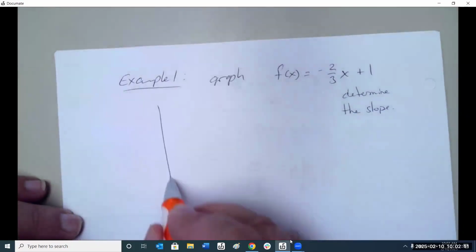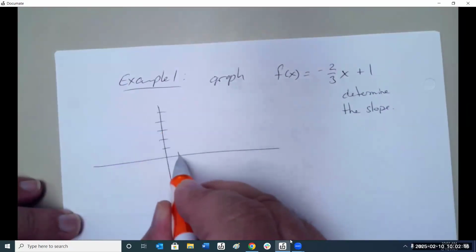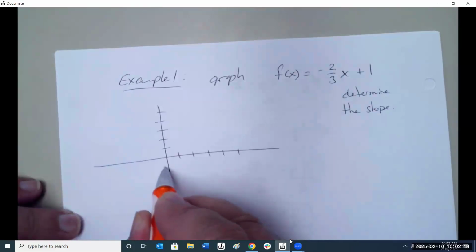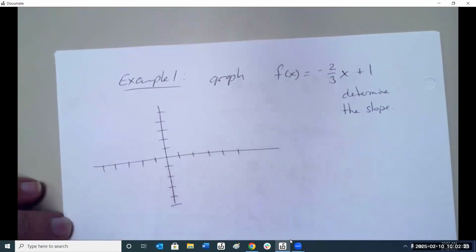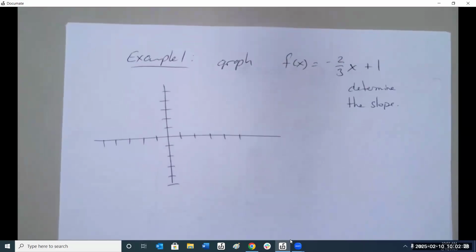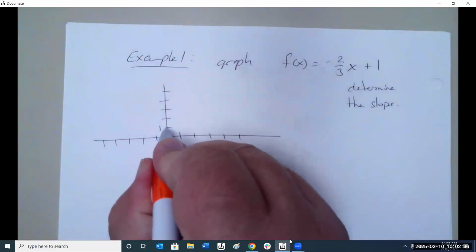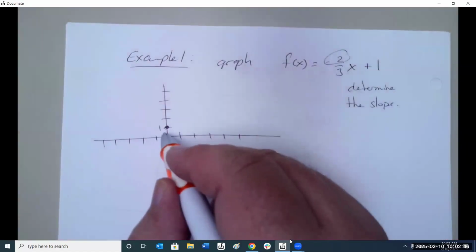So if I was to graph this, how would I graph it? Plot B, which is on which axis? The y. Yep, so 1 on the y-axis, I put a dot. From there, I do what? Go down 2, and to the right.